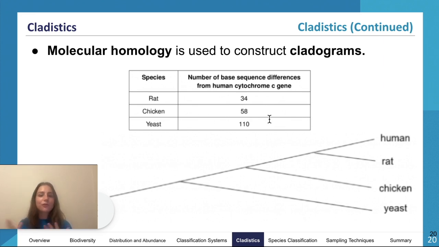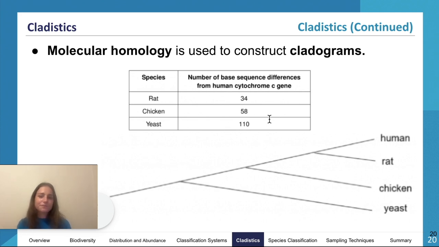And you would expect that the fewer the differences we observe, the more closely a species is actually related to humans. For instance, we see that the rat has 34 differences, the chicken has 58, and the yeast has 110 in the specific gene, at least when compared to humans. So these molecular differences can actually be used to build a cladogram, which basically visually represents evolutionary relationships. The rat is more closely related to humans than the chicken or yeast, and the chicken is more closely related to humans than yeast.